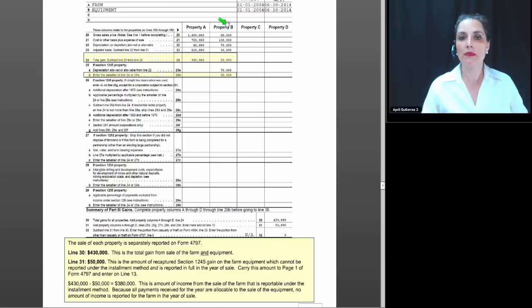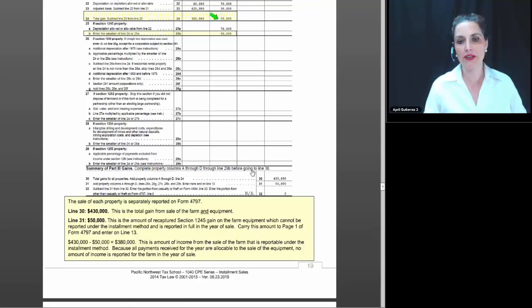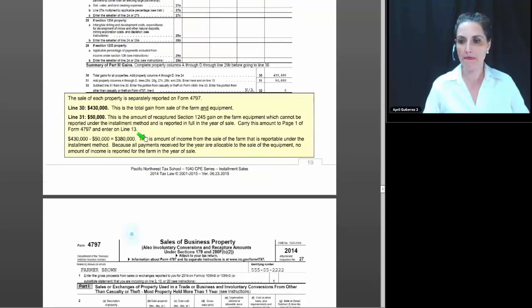For the farm equipment, we show the appropriate figures, but we carry down onto line 25 to show that $50,000 of gain is going to be attributable to depreciation recapture. Add property columns A through D through line 24 right here. So we take 380 plus 50, and we enter that here, 430, and of that 430, 50 is for depreciation.